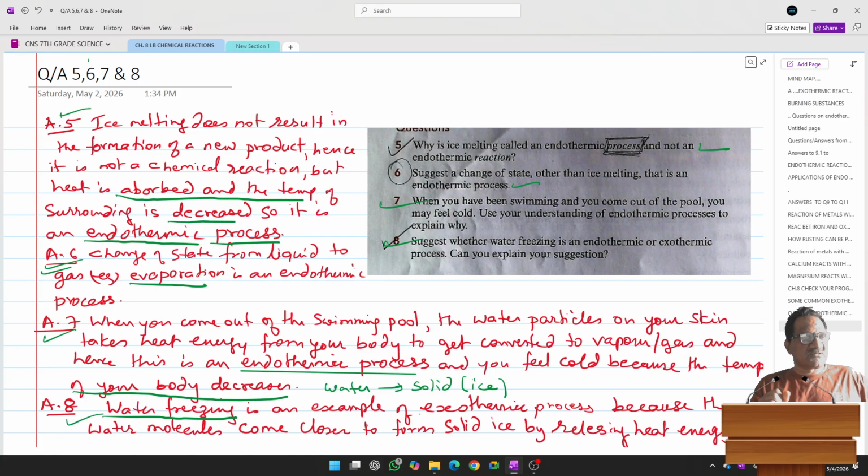This is a process where the molecules are coming closer to each other. So it's a process in which heat is not absorbed but heat is released, and therefore freezing of water cannot be an endothermic reaction but an exothermic reaction. So this was the answer for question number 8. Now let us complete 9, 10 and 11, three more questions.